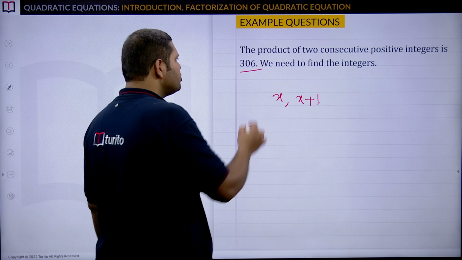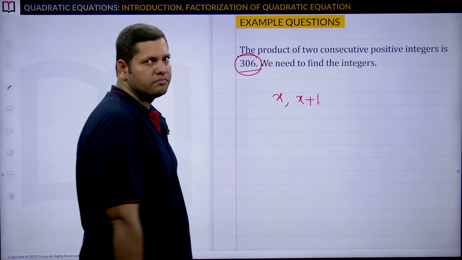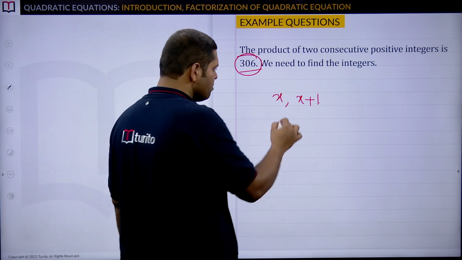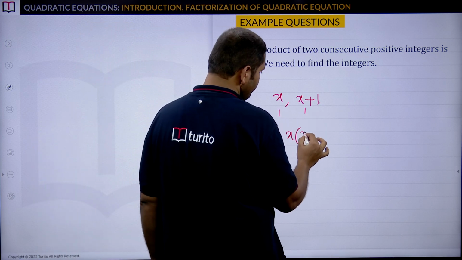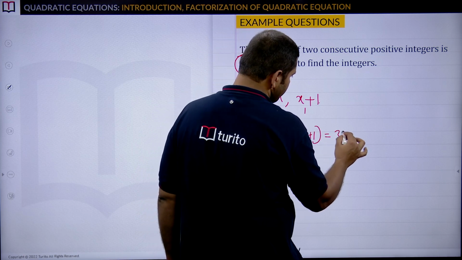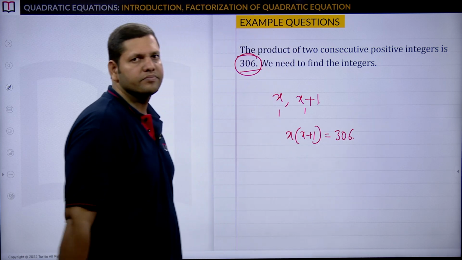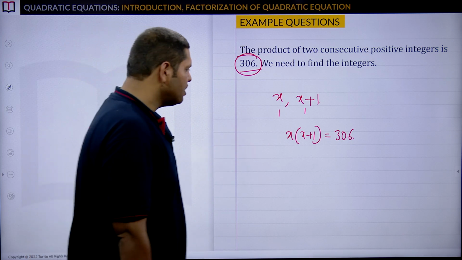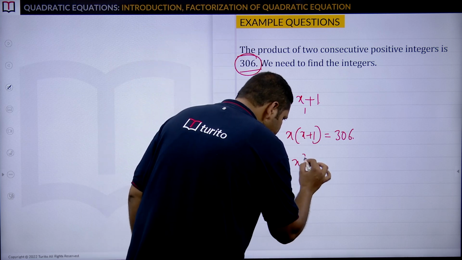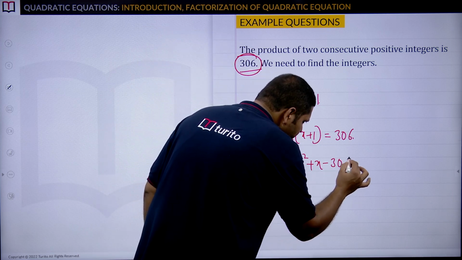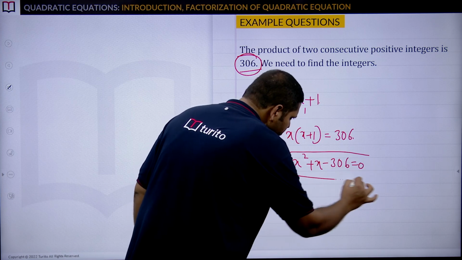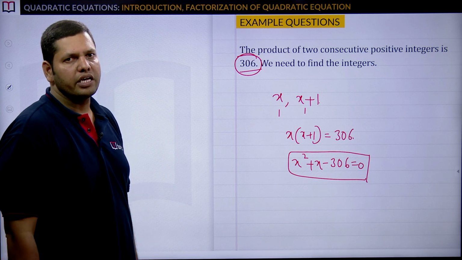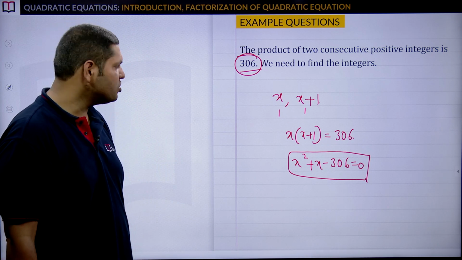But children, they have given one condition. It is 306. The product of the two numbers is 306. So the product of this number and this number, x into (x plus 1), I can write as 306 here. Children, multiply here. So x into x is x square plus x, and 306 equal to 0. So this is our required quadratic equation. Is it clear, children, everyone?